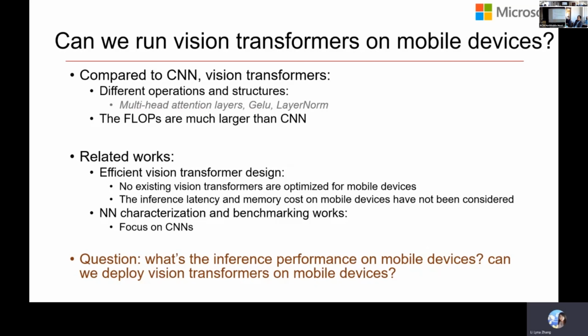Given the highly constrained resources on mobile devices, we ask a question: can we deploy vision transformers on mobile devices? Although there are works developing smaller vision transformers, the inference performance such as memory cost and latency have not been considered. Moreover, many characterization and benchmarking works for mobile devices focus on CNN models. Therefore, there is a lack of comprehensive understanding of transformer inference behaviors on mobile devices.